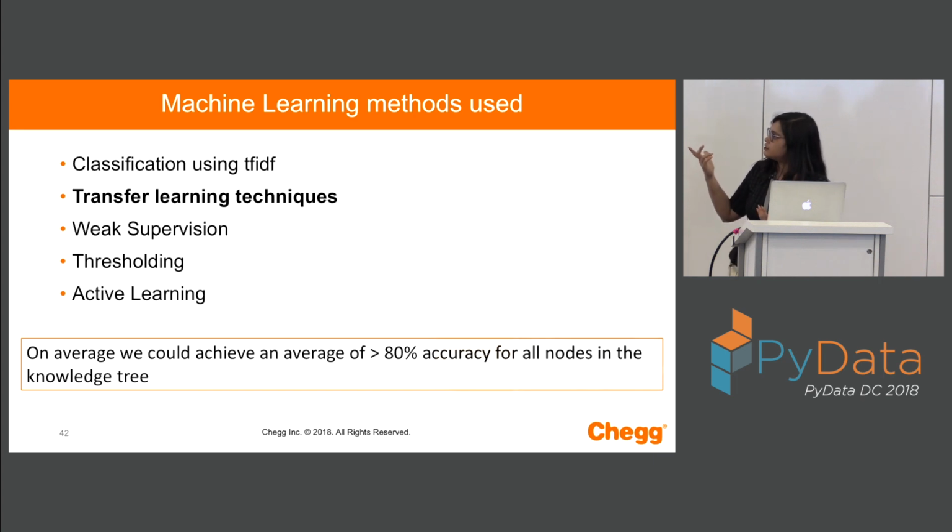One of the things that has been very useful here, and I won't talk about it, is weak supervision, where basically you write rules to generate training data, and that's just to augment the small amount of annotated data that we have. On average, we were able to achieve more than 80% accuracy for the different nodes in the knowledge base.